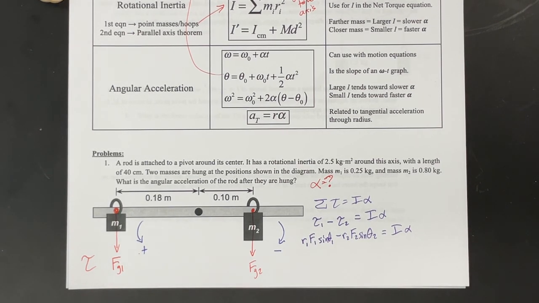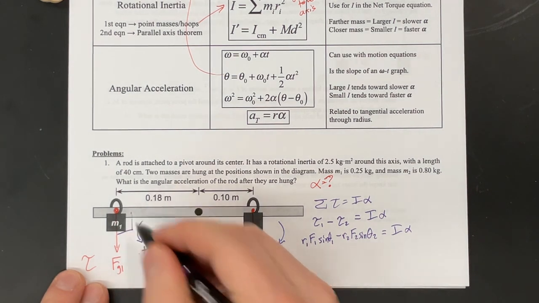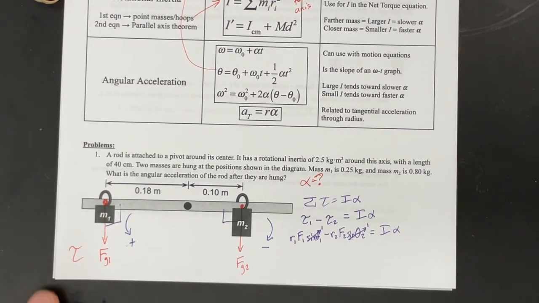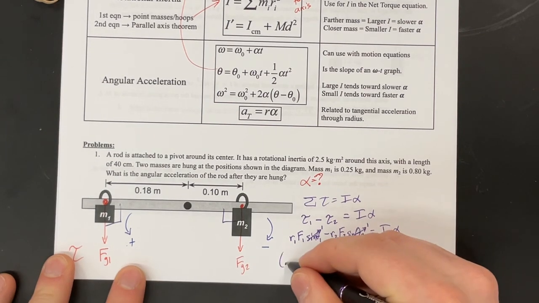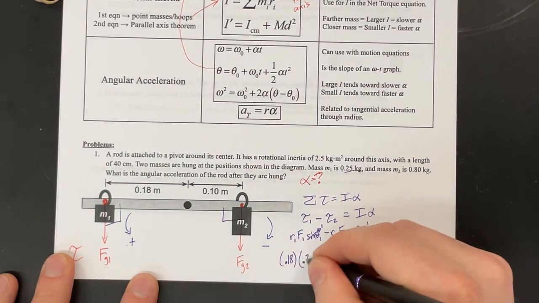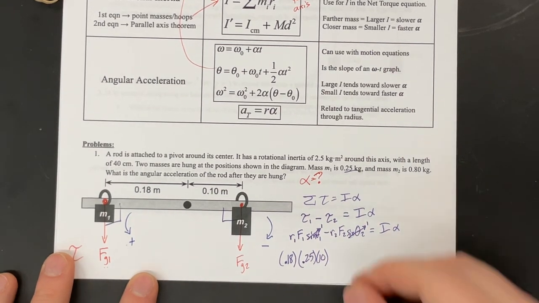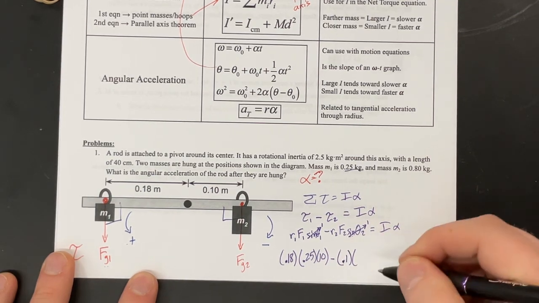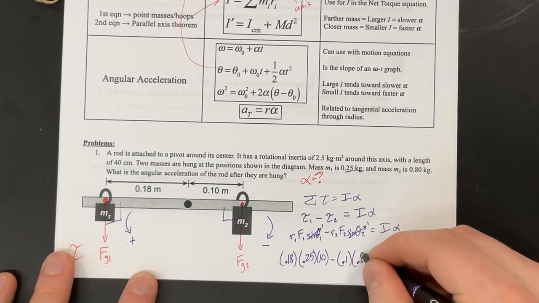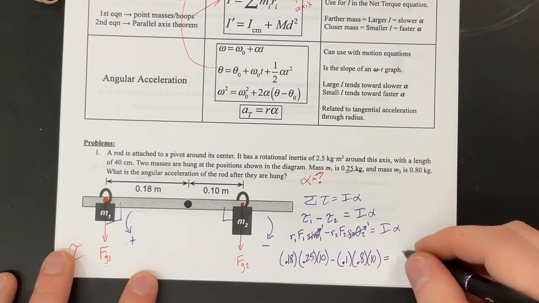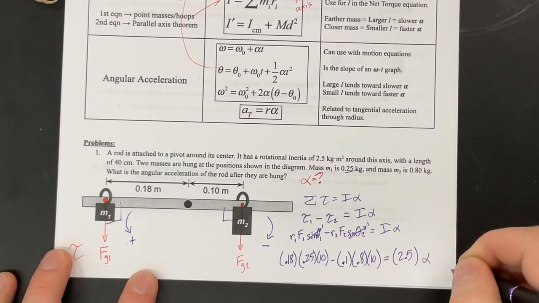But what are each of these sine thetas? Theta's 90 degrees in each, so sine theta goes away to 1. Since we're multiplying something by 1, we can just forget they exist. So I have R1, 0.18. Force 1, well, that's force of gravity, so M, G. And then R2, 0.1. Force 2, well, that's force of gravity, so M, G. We're told rotational inertia is 2.5. So then here's alpha.